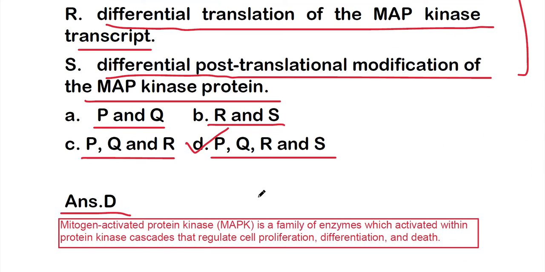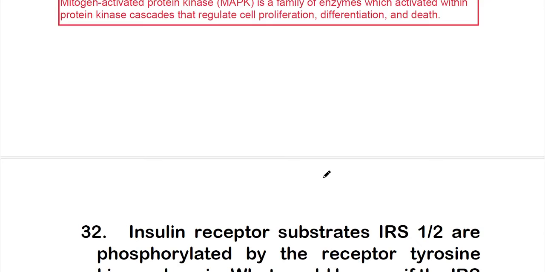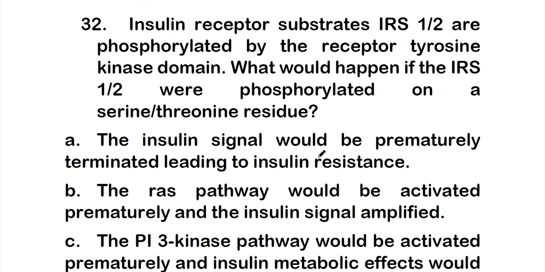So here we will see, what is MAP kinase? MAP kinase is mitogen activated protein kinase, a family of enzymes which are activated within protein kinase cascades that regulate cell proliferation, differentiation and death. Okay, so this is MAP kinase. So next question we will see. Next is question number 32.